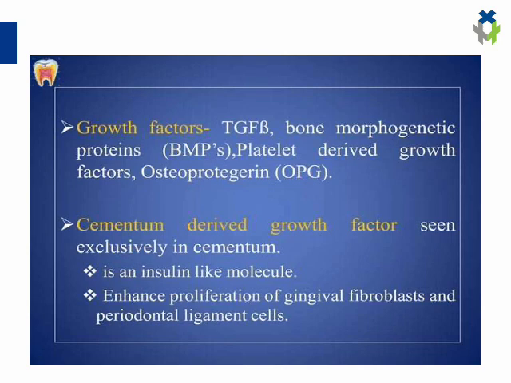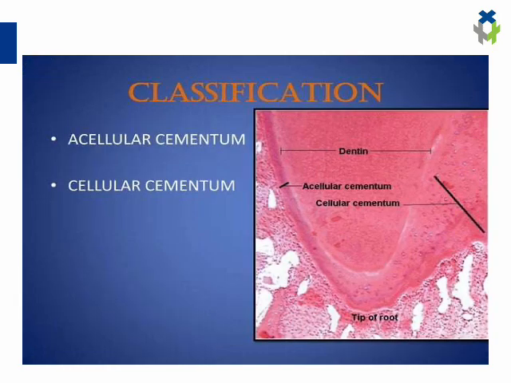Growth factors: TGF-beta, bone morphogenetic protein BMP, platelet-derived growth factors, osteopontin. TGF-beta is the transforming growth factor beta. Cementum-derived growth factor, seen exclusively in cementum, is an insulin-like molecule, and hence stimulates proliferation of gingival fibroblasts and periodontal ligament cells. Classification of cementum into two subtypes.